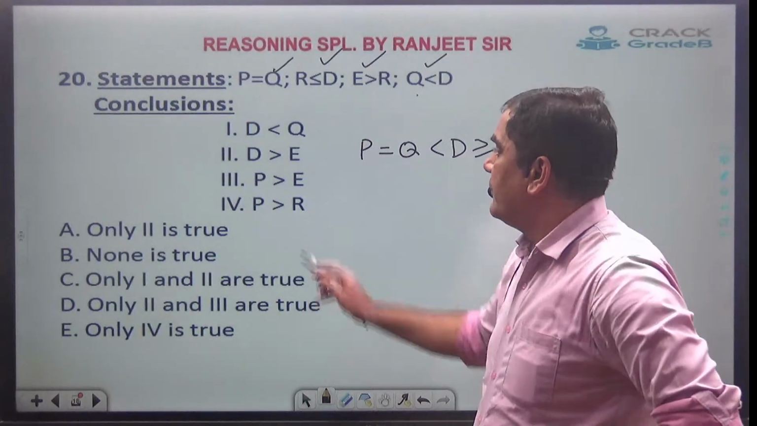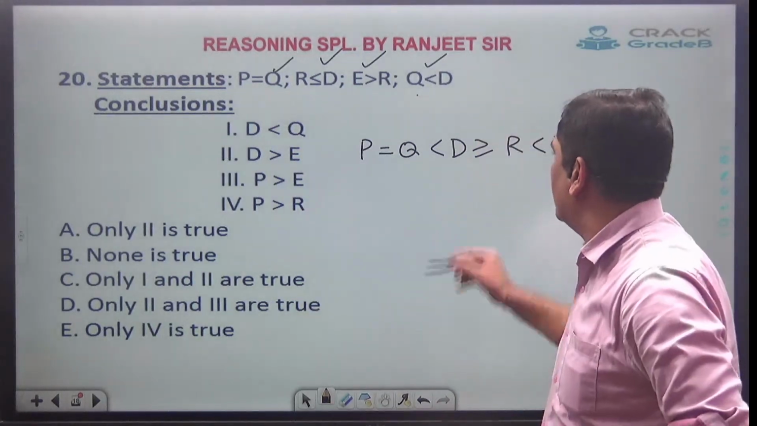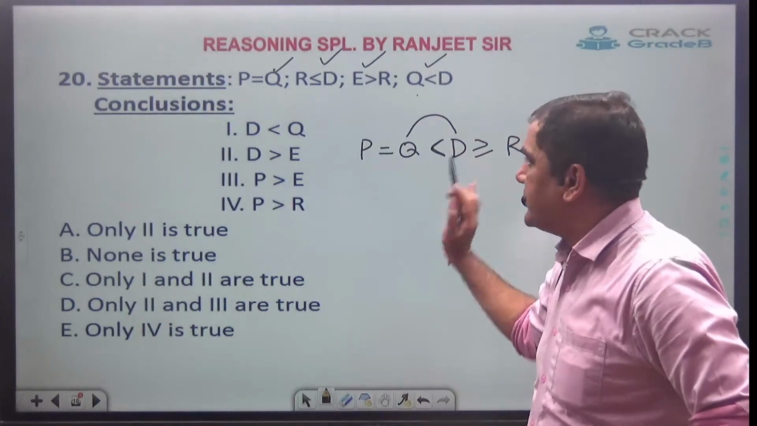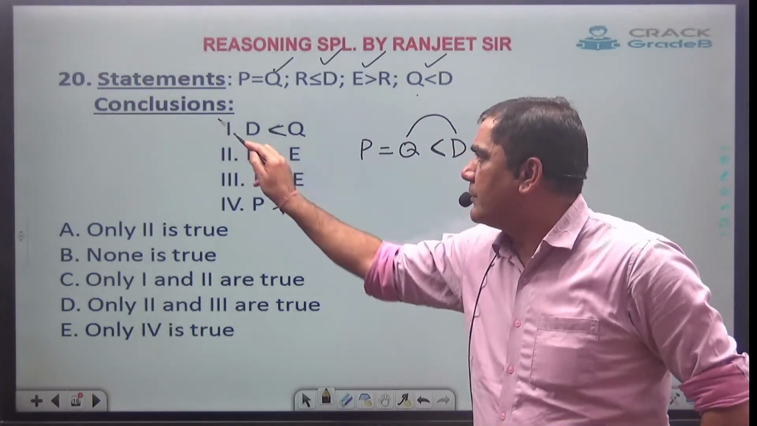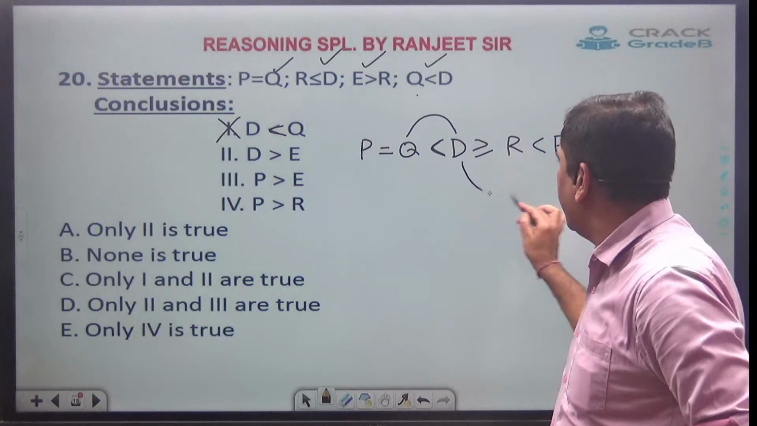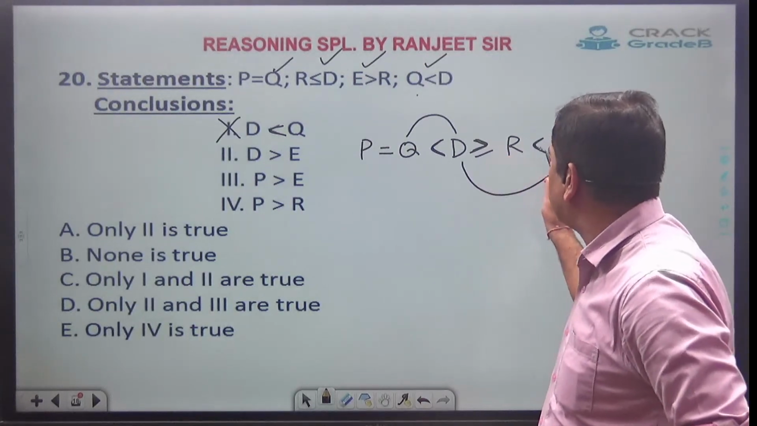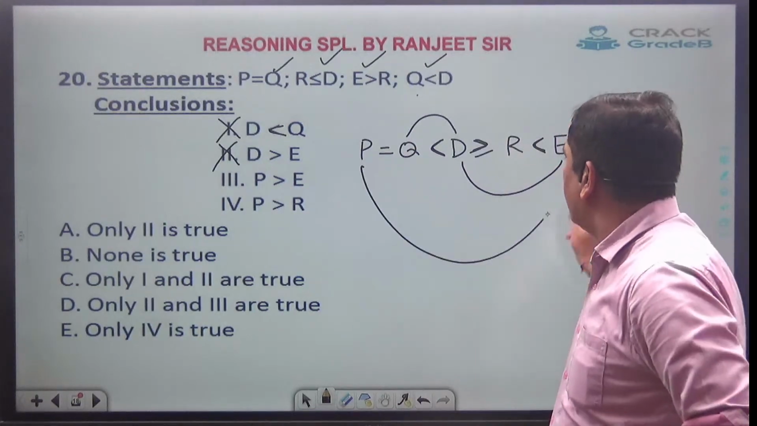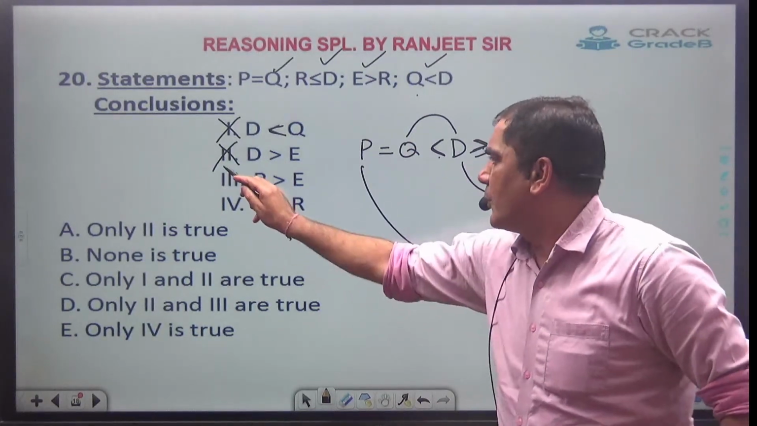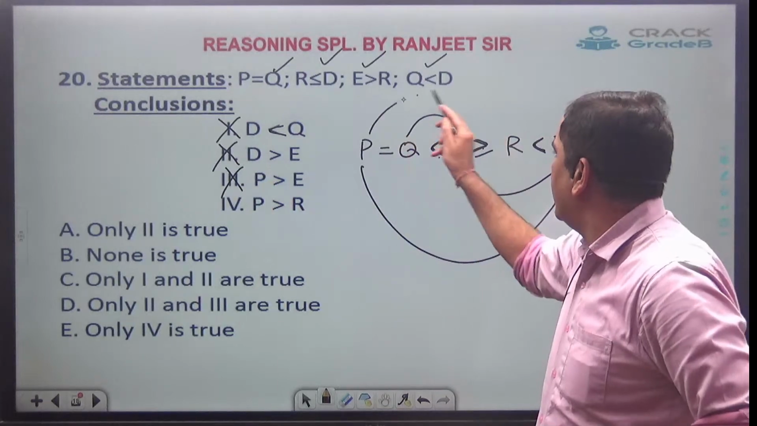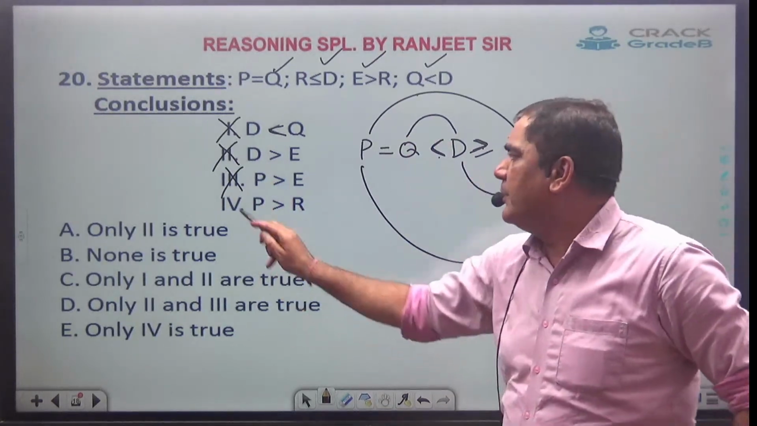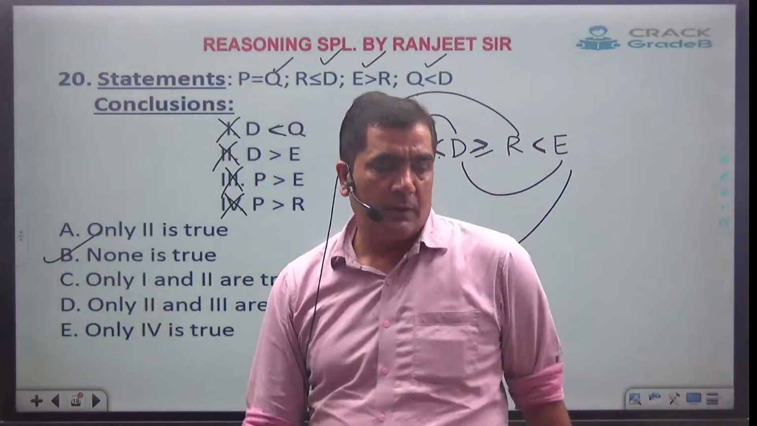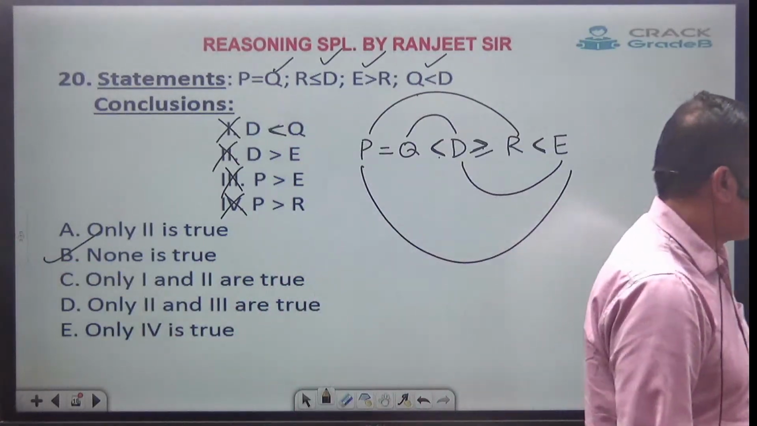Okay, now let's say D and Q. D and Q, okay, D and Q is what? Face is towards D, face is towards Q. First is wrong. D and E. Both the faces have come. This is again wrong. Next one, P and E. P and E will have what? Both the faces have come, so again wrong. P and R. P and R, both the faces have come, wrong. The answer is what? None is true.